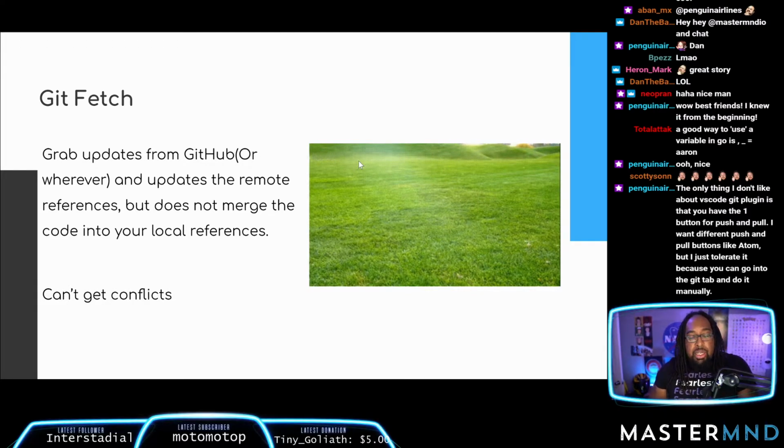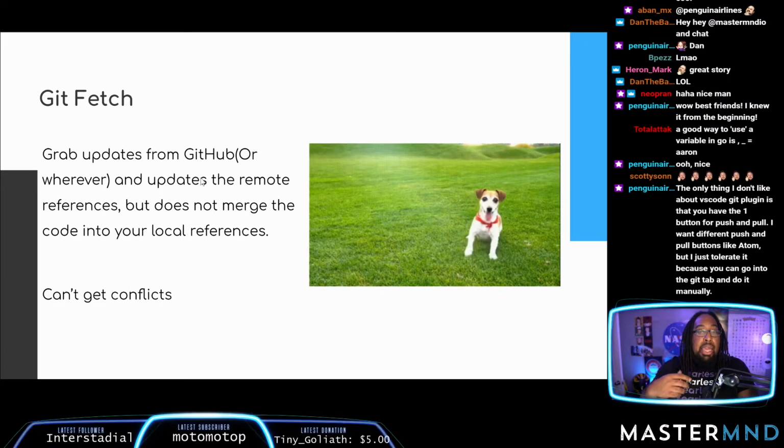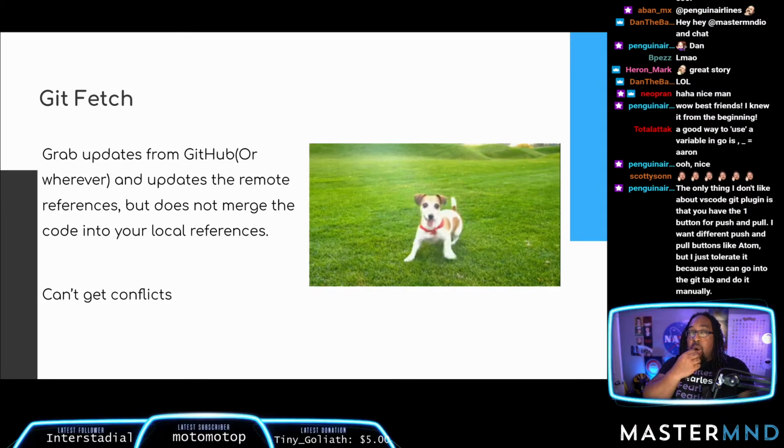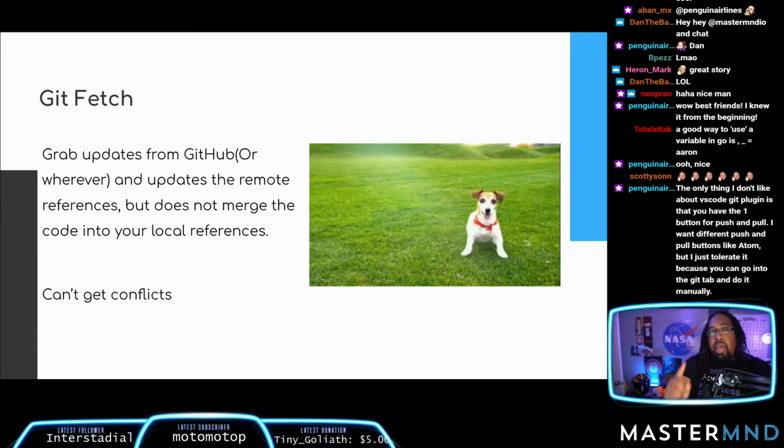What Git fetch does is it fetches updates from GitHub. Now I should have put the remote. That's why I put "or wherever" right here. I wanted to be very clear what was happening though. It gets updates from GitHub and updates the remote references, but does not merge the code into your local references. I know that may sound wild. That probably doesn't make any sense to you.